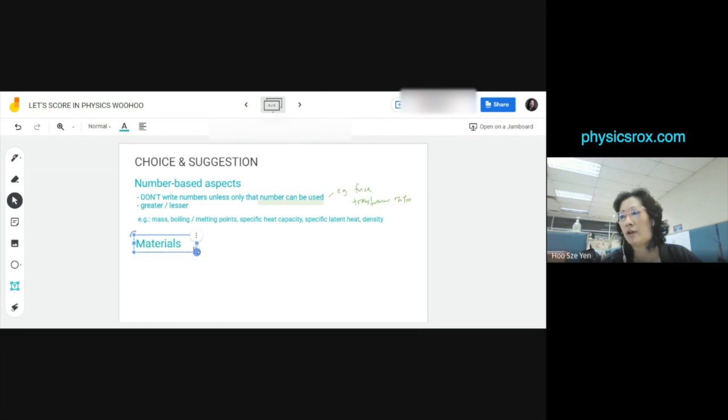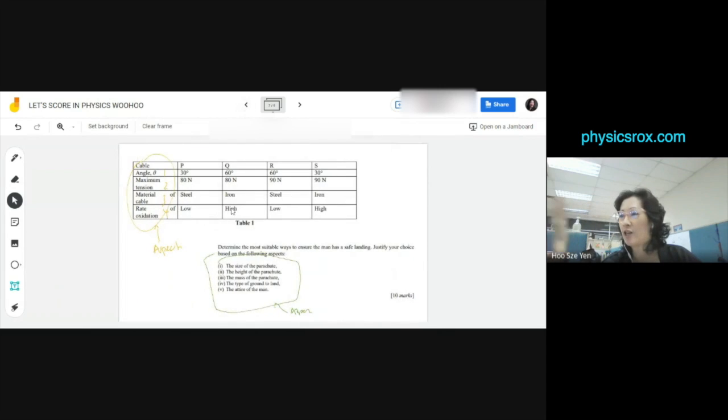I've mentioned this before, I'm going to mention this again. If it's a Section B question where it's choice based, can you write the specific material name? Like, let's say, this kind of question, Table 1. Material of cable, steel or iron? You have to make a choice. Can you specify whether it's steel or iron? Can you specify the name of the material? Yes or no?